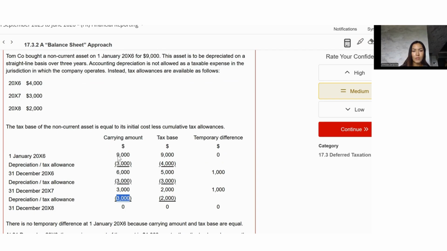Your carrying amount is first year 6,000, second year 3,000, and the last year 0 because it is fully depreciated. And tax base, just because they are allowing these to be deducted, 4,000, 3,000, 2,000. You deduct this amount in the first year, and you have this carrying amount. The second year you have this carrying amount, and 0 the same. So here we have differences, right? Temporary differences. So 6 minus 5, 1,000, and 3 minus 2, 1,000.